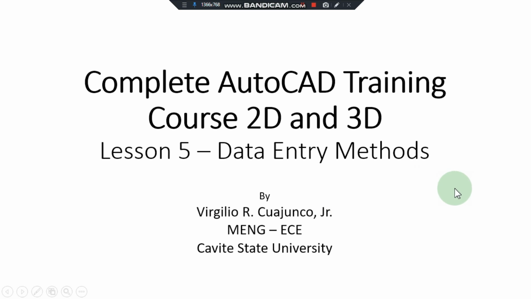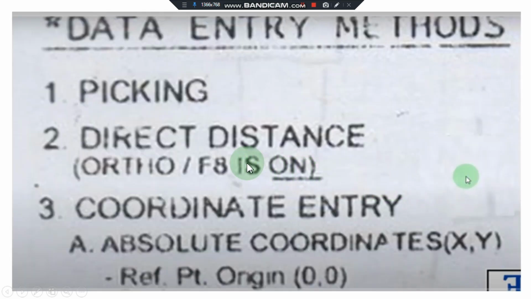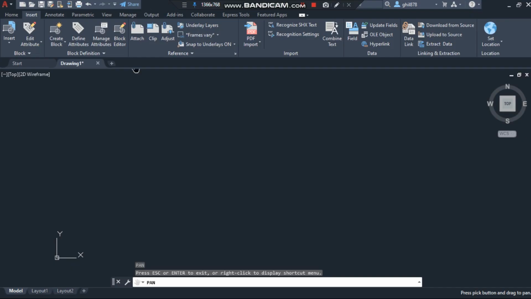So to start with, our topic for today is data entry methods. We have picking, direct distance, and coordinate entry. We'll see the difference between these three types of methods. So to show you the difference between these three types of data entry, let's go to the AutoCAD.